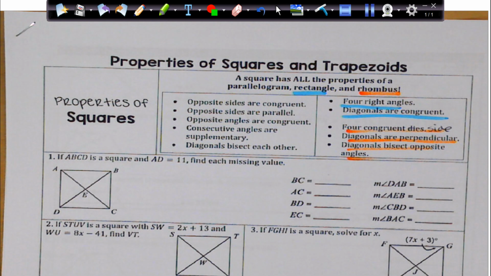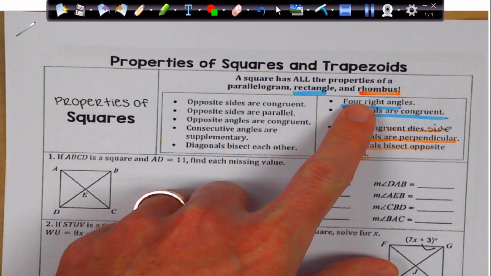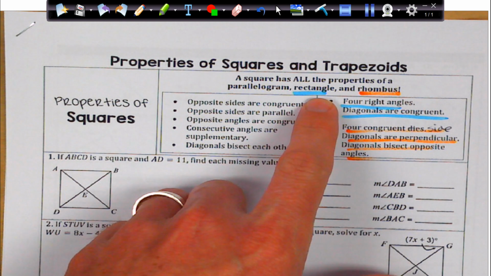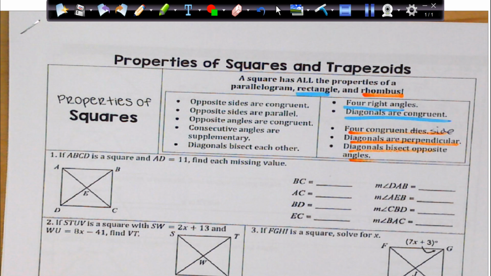Okay, so some people have said before, a rectangle is a square, but a square is not a rectangle, and that's because a rectangle possesses all the properties of these two and the parallelogram. So these are the parallelogram, rectangle, and rhombus, so it's got it all.